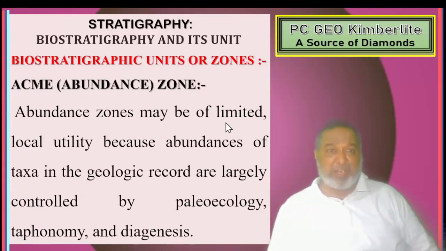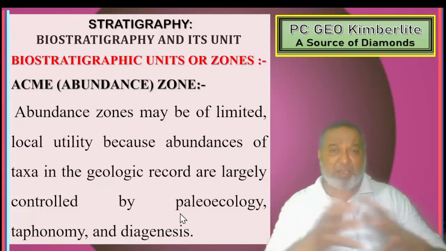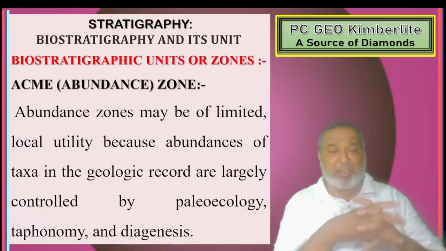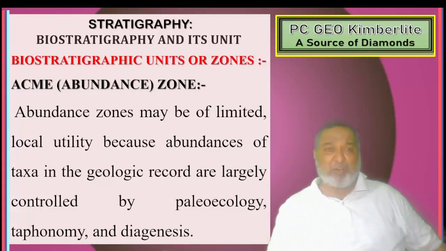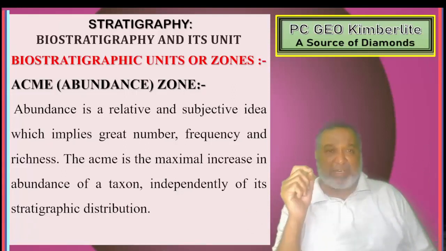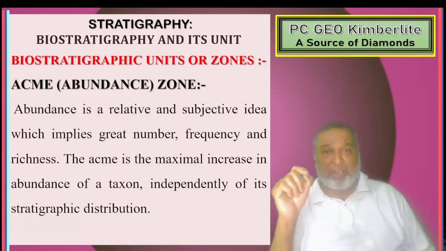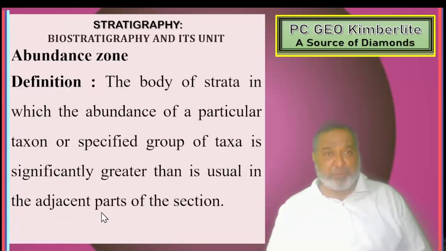Abundance zone may be limited. Abundance means that it will be a huge number, but abundance may be of limited local utility because abundances of the taxa in the geological record are largely controlled by paleoecology, taxonomy, and diagenesis. These are the three important things which act once the animal is dead and deposited: paleoecology, taxonomy, and diagenesis. They are going to act, and after that we get the fossil. Abundance is a relative, subjective idea which implies great number, frequency, and richness. Acme is the maximal increase in abundance of a taxon, independently of its stratigraphic distribution.